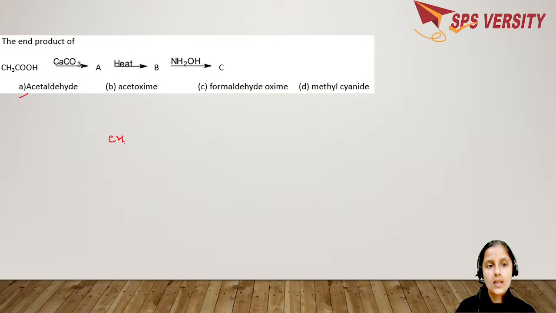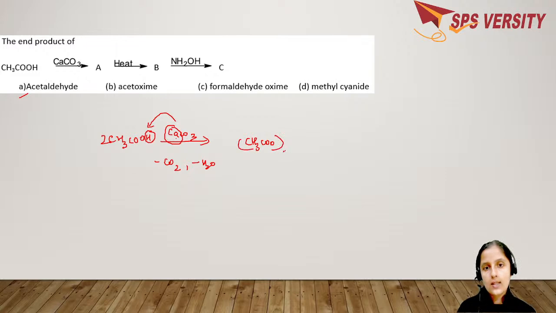So when CH3COOH is treated with calcium carbonate, the carbon dioxide gets evolved and you get water, and this hydrogen gets substituted with Ca. Since Ca is divalent, you need two molecules, so that you are going to get (CH3COO)2Ca, calcium salt of acetic acid or calcium acetate, which when heated is going to give you calcium carbonate.